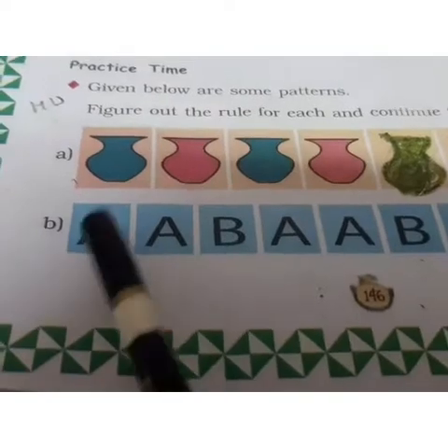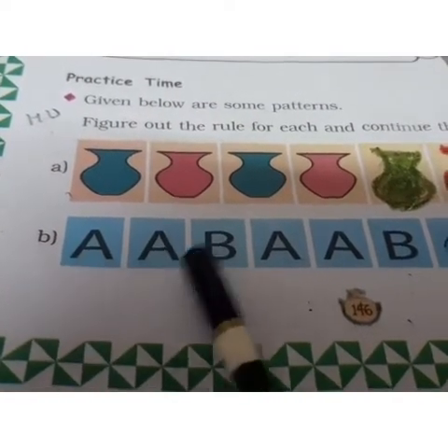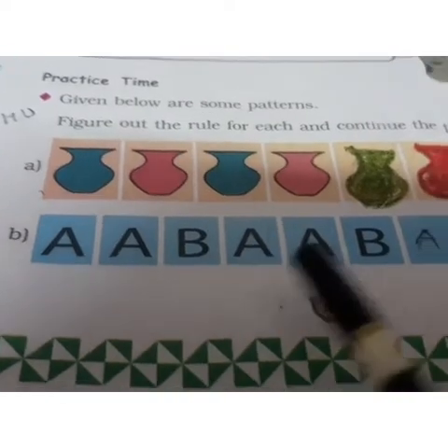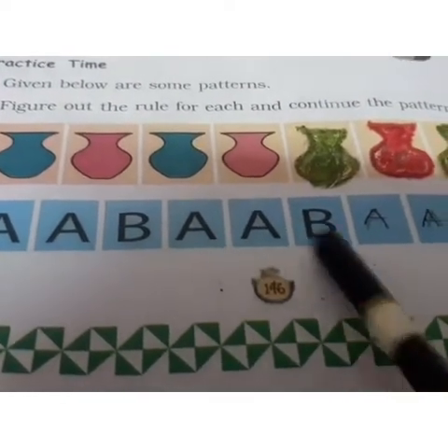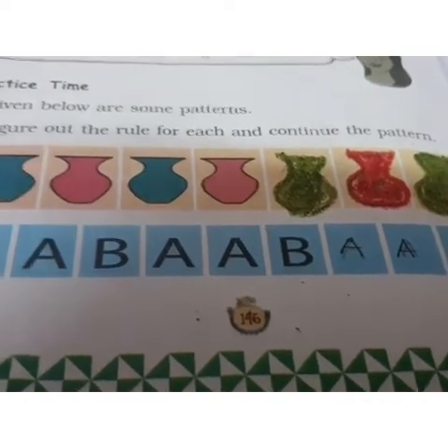In the second one, A, B. So what is repeated? Alphabets A and B. That is the pattern which is repeated like this. A, B. Again A, B. So this is the way the pattern has been repeated. Now let us look at the next page.